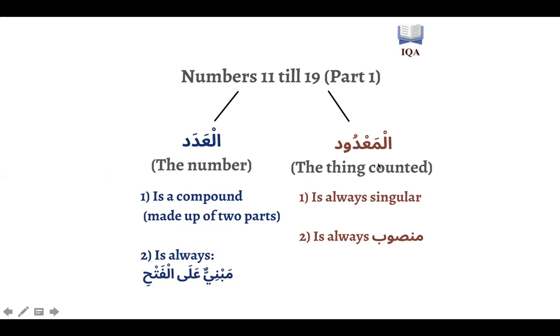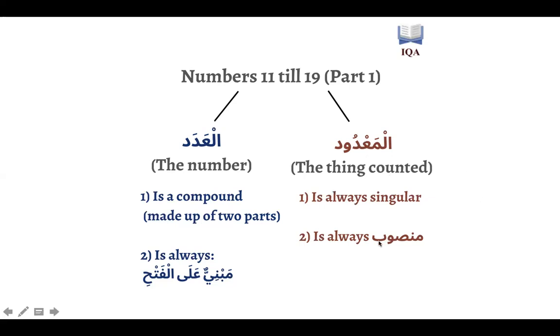Second thing, for the ma'adud, the thing being counted, it's always singular. So the thing being counted is going to be singular in writing, plural in meaning. So I'll say, for example, أحد عشر طالبا, 11 students. So طالبا here is in its singular form, but it's plural in meaning, students.